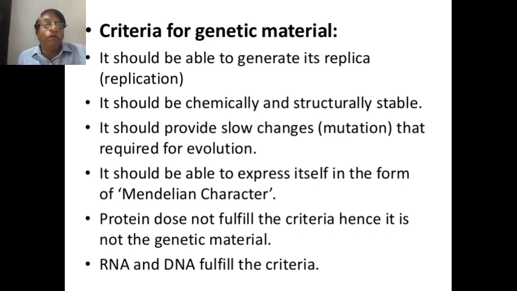Protein does not fulfill the criteria, hence it is not the genetic material. RNA and DNA fulfill the criteria, hence RNA and DNA act as genetic material. Once again, see only 4 or 5 important points. It's for 5 marks. Thank you.